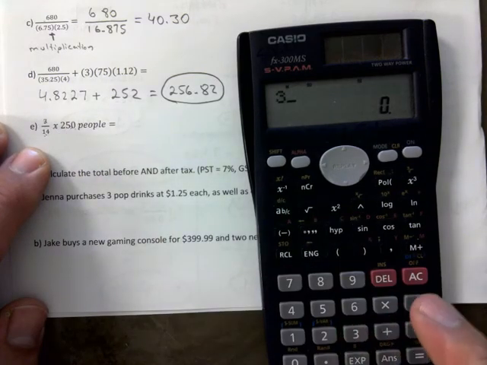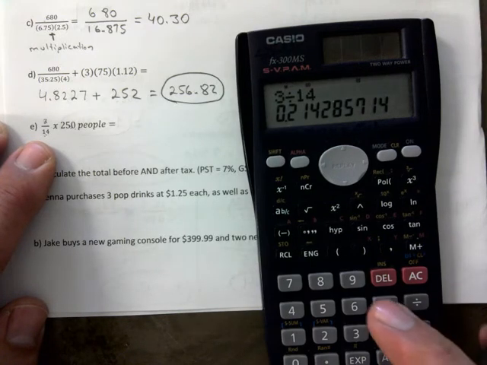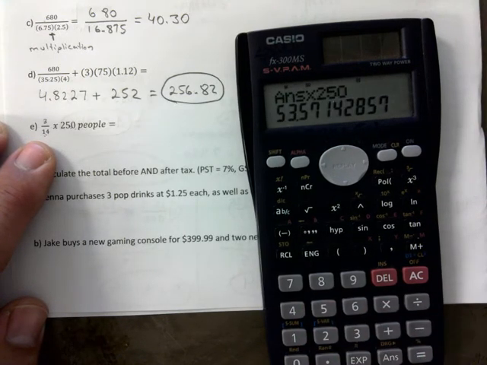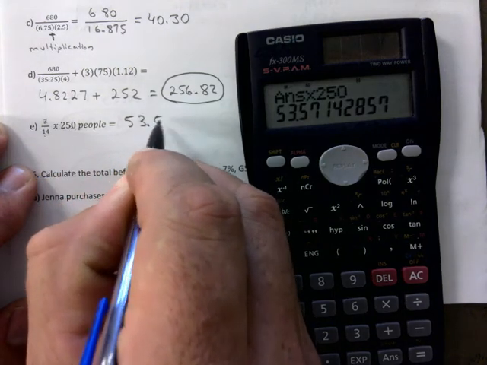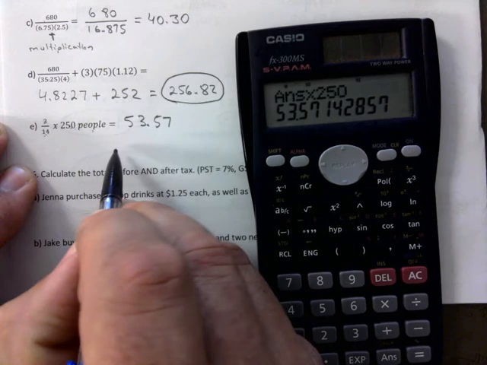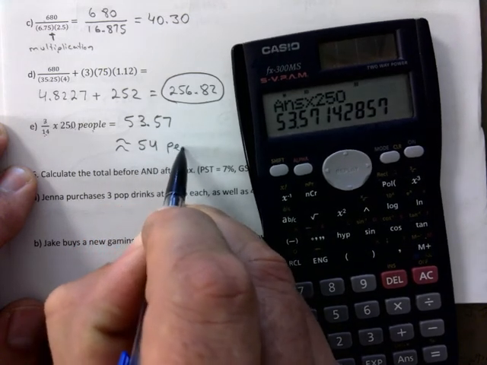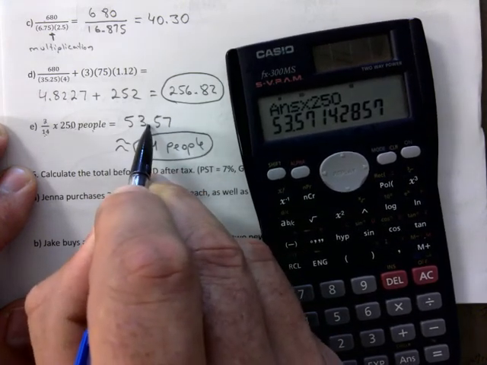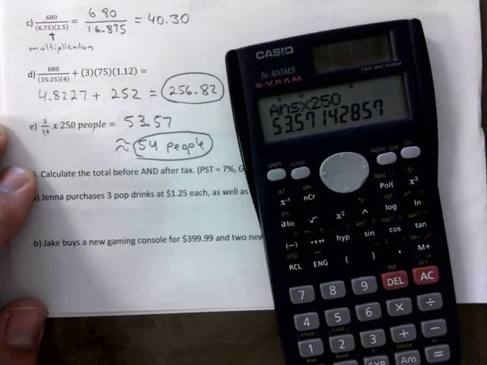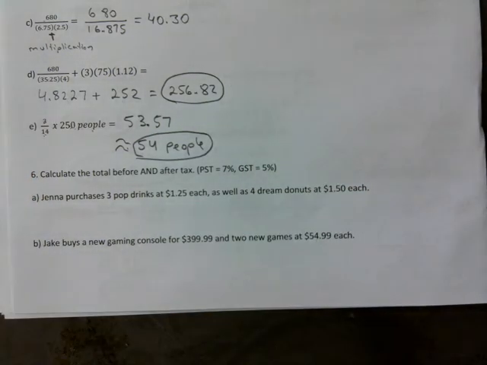So I'm going to go 3 divided by 14, hit equals. Then I'm going to go times 250, and that is 53.57, but it's people, so it's approximately 54 people. I'd like it if you first write down what the calculator gives you, and then you write down the rounded value. Okay, we're almost done.